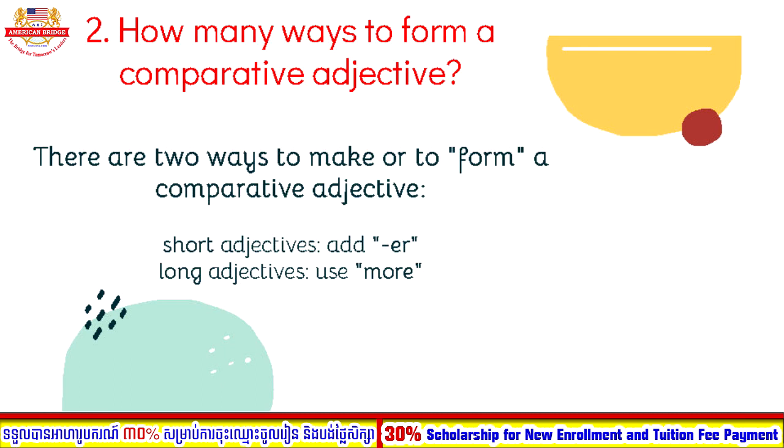Alright, so let the teacher explain to you about short adjectives and long adjectives. Short adjectives are adjectives that have only one syllable, like the word short, the word big, the word small. Only one syllable means one sound. And long adjectives are adjectives that have more than two syllables, like the word expensive. So expensive is called a long adjective.